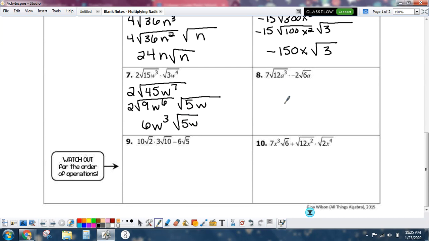Try 8. When you go ahead and solve this, you should get 7 times negative 2 is negative 14. Square roots of 12 times 6, which is 72. And then 3 plus 1 is 4. Okay, now the biggest square root that goes into this is going to be 36.